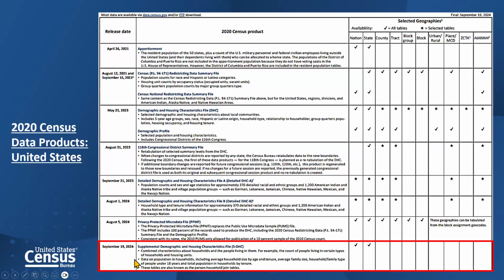So we're down here at September 19th, which is the last release for the decennial census, which is the SDHC, or the Supplemental Demographic and Housing Characteristics File. Again, this is the last major release of the 2020 census, and it provides average household size and counts of people living in certain types of households. And most of the tables are also available by race and Hispanic origin. You'll also note this release provides data at the national and state levels only, hence these two check marks here. You can see nation and state.